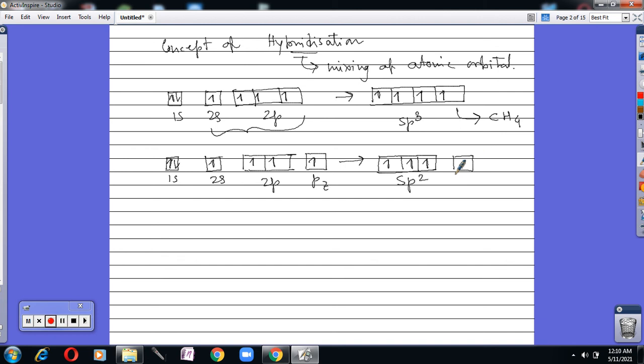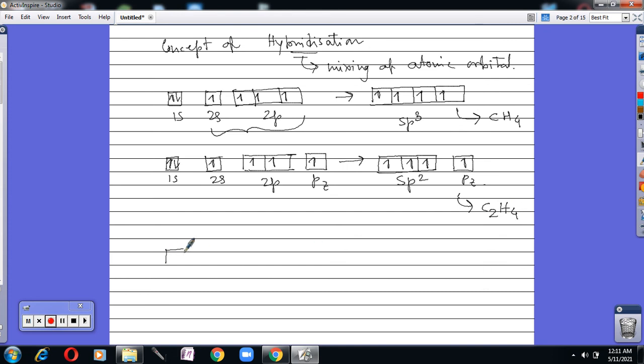Just a second, right? And this hybridization we will see in a C=C double bond, that is the C2H4 molecule.